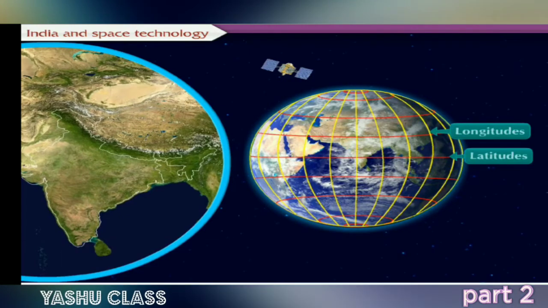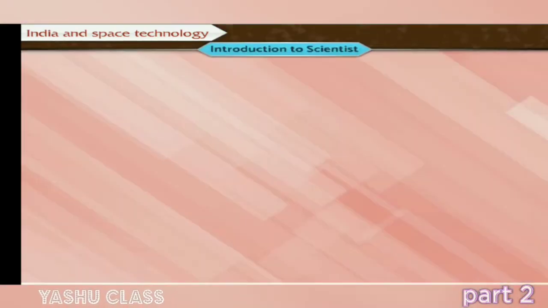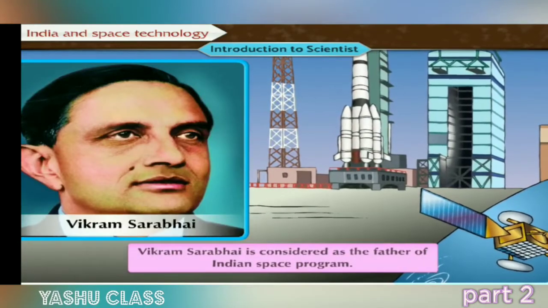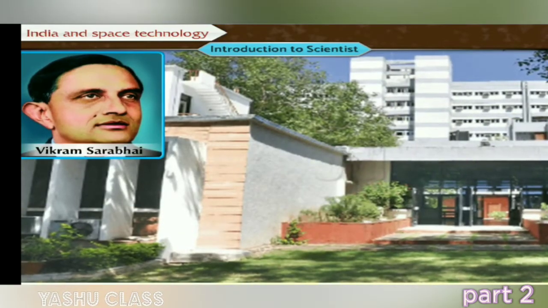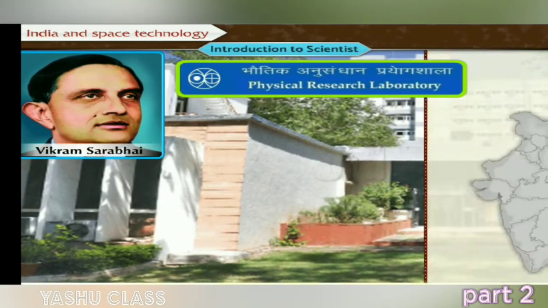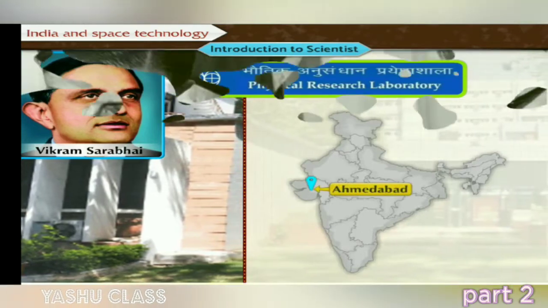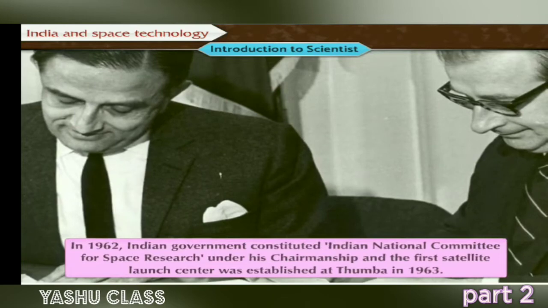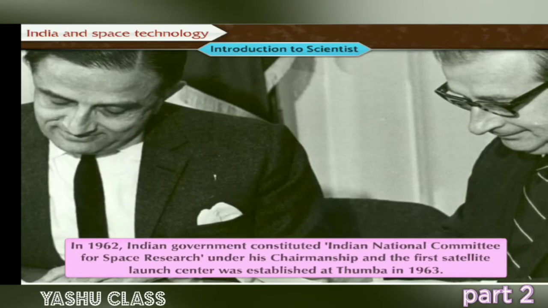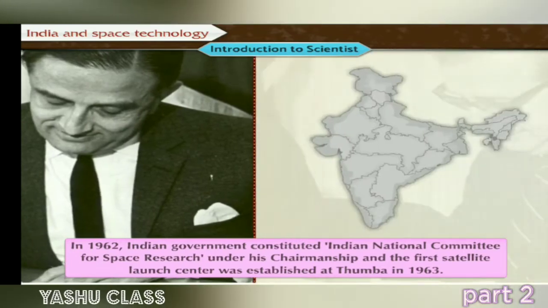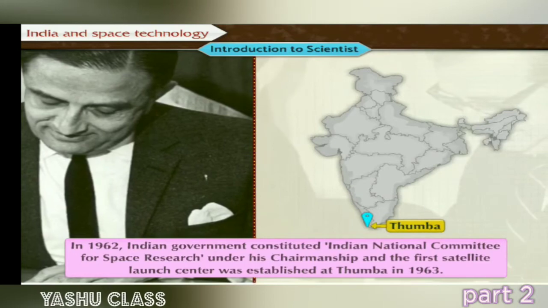Come, let us now know about a great scientist who has done immense work in Indian space technology. Introduction to scientists. Vikram Sarabhai is considered the father of the Indian space program. His efforts led to the foundation of the Physical Research Laboratory, that is PRL, at Ahmedabad. In 1962, the Indian government constituted the Indian National Committee for Space Research under his chairmanship, and the first satellite launch center was established at Thumba in 1963.